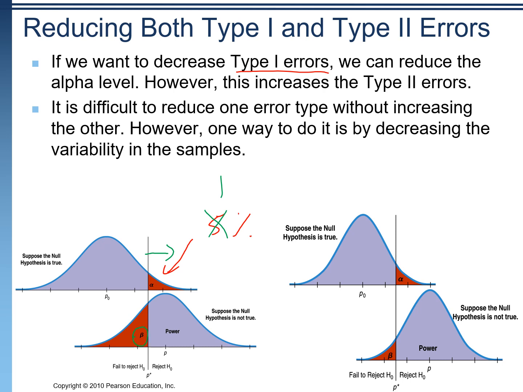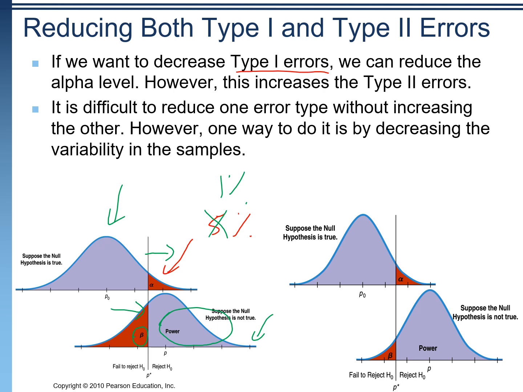But with that change, beta increases because that line is affecting both of these curves here. So the probability of type 2 errors increases when we change our alpha level. And with that, power is also going to get lower because that's also affected by that alpha level. Okay, so there's a trade-off with all these.